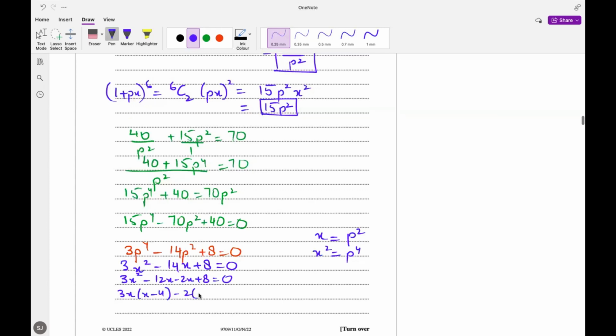And from here, taking 2 common, we'll get x minus 4. Simplifying, this will be (x minus 2)(3x minus 2)(x minus 4) equals to 0. So the two values of x will be x equals to positive 4 and x equals to 2 upon 3.